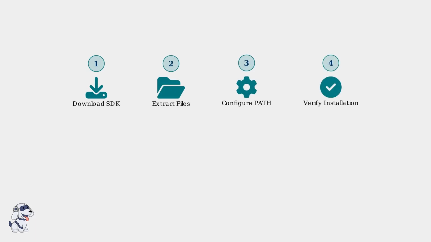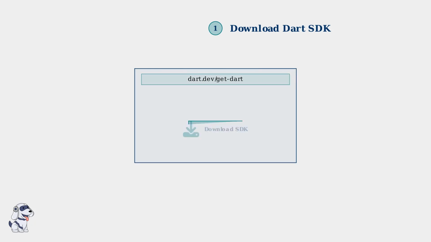Setting up the Dart SDK is a straightforward process that involves four main steps. We'll download the SDK, extract it, configure our system path, and verify the installation works correctly. Step 1. Download the Dart SDK from the official Dart website. Navigate to dart.dev and look for the SDK download section. Choose the appropriate version for your operating system.